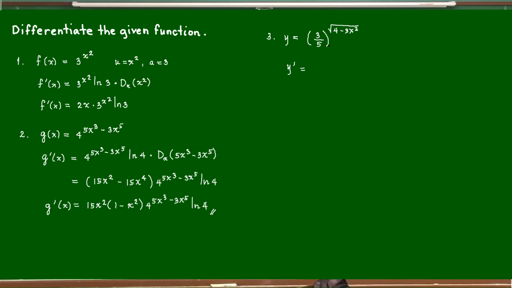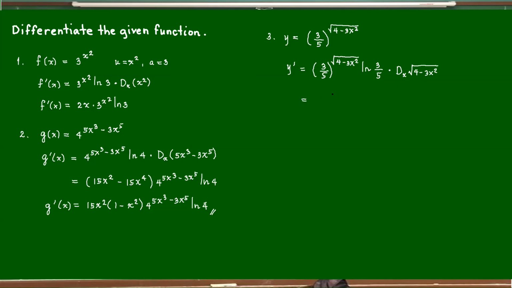What's the derivative? Since it takes the exponential form a to the u, the derivative is a to the u, so 3/5 raised to square root of 4 minus 3x squared. And then we multiply it with the ln of the base. So ln of 3 over 5. And then this product is multiplied by the derivative of the exponent. What's the derivative of the exponent? The exponent is 4 minus 3x squared, then take the square root of this.